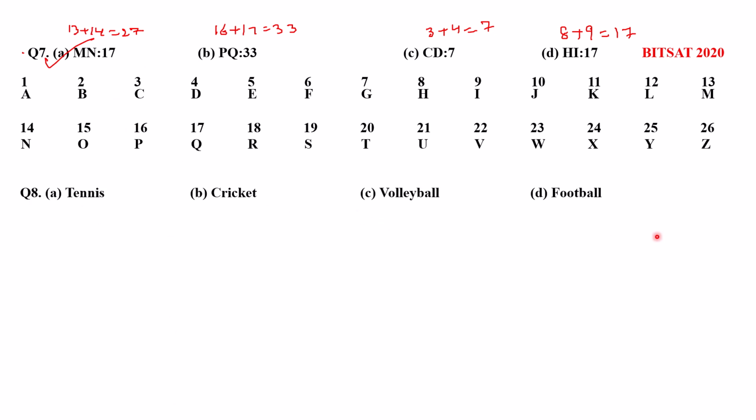Tennis, cricket, volleyball and football. Which is the odd one out? So if you see tennis, cricket, volleyball, to play all those you play with the hand. Only football you play with the leg. So D is the correct odd one out.